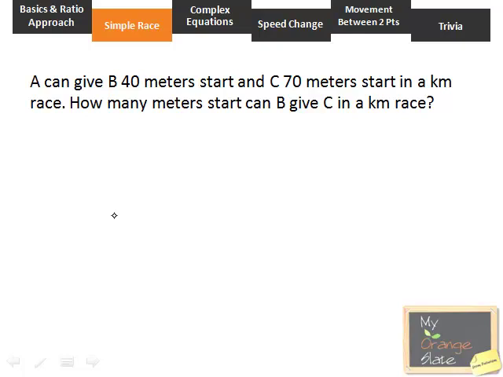A can give B 40 meters start and C 70 meters start in a kilometer race. How many meters start can B give C in a kilometer race? 30 meters? No friends. In mathematics, almost every question has a very simple, straightforward and wrong answer. And 30 meters is such an answer.